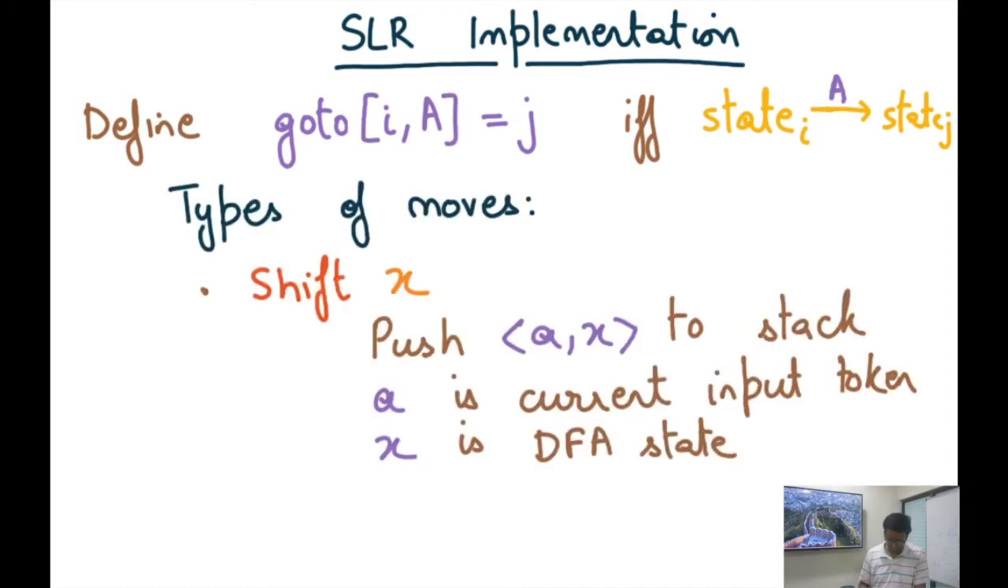There are two types of moves when I'm doing my shift reduce parsing. One move is called shift X. Now we already know what a shift move and a reduce move are, but I'm also annotating the shift move with a special state symbol called X. This X represents a state of the NFA, and basically it pushes A comma X to the stack.